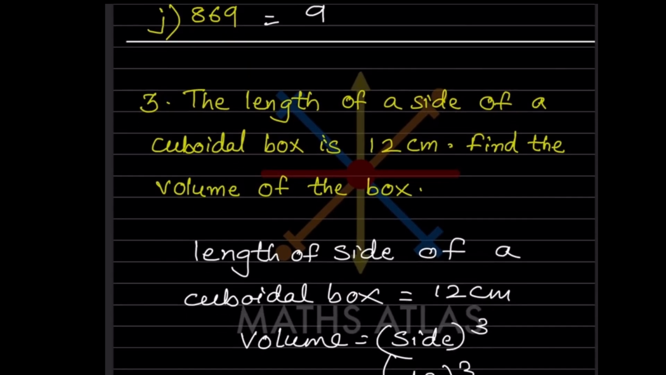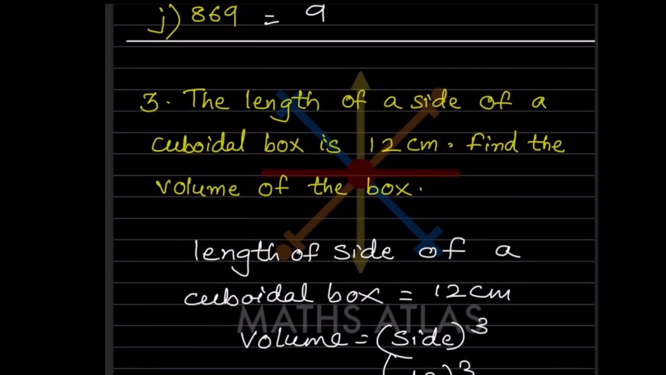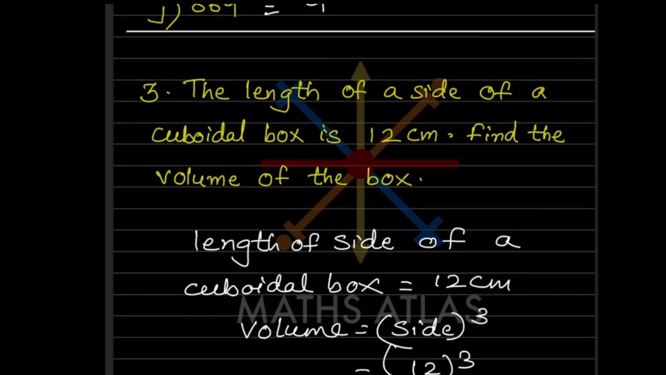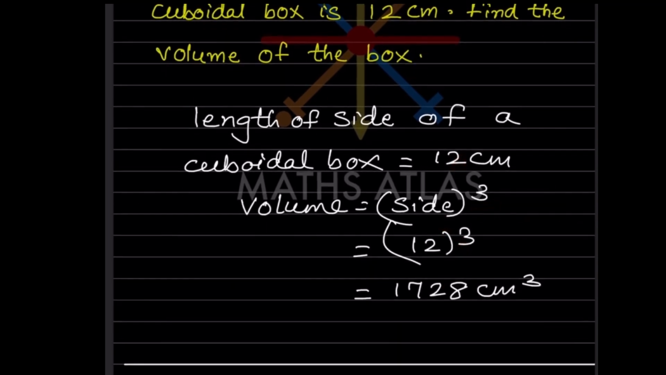So now here the next one: the length of a side of a cuboidal box is 12 centimeter, and find the volume of the box. So we'll write here the length of side of a cuboidal box is 12. The volume of a cuboidal box, meaning the volume of a cube, is side cube. This formula is important. So now side is given, that is 12 cube. When you take 12 into 12 into 12, that is 1728 centimeter cube.